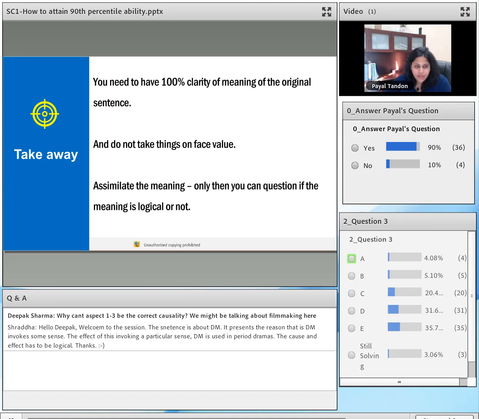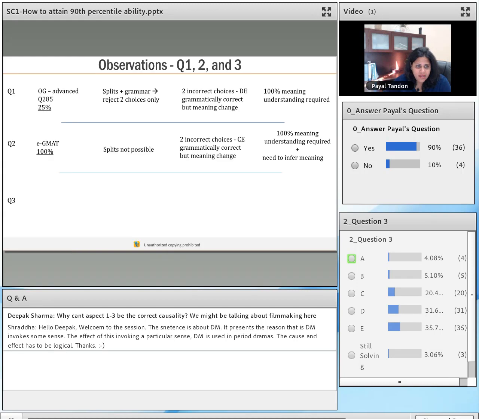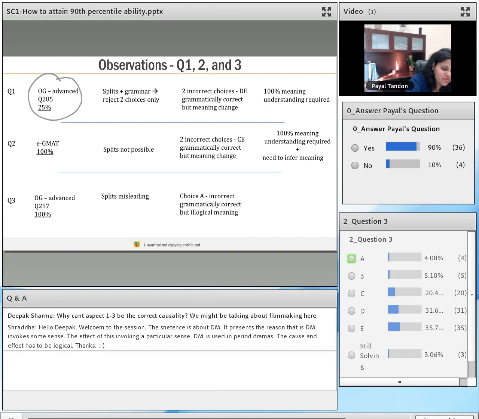Okay. I do see that some of you have questions with regards to this one. Shraddha will be responding to these questions in the Q&A pod. Okay. So again, this one was from the advanced questions, and this one was a communication-based question. The first one that we saw from the OG advanced was a grammar-based question.